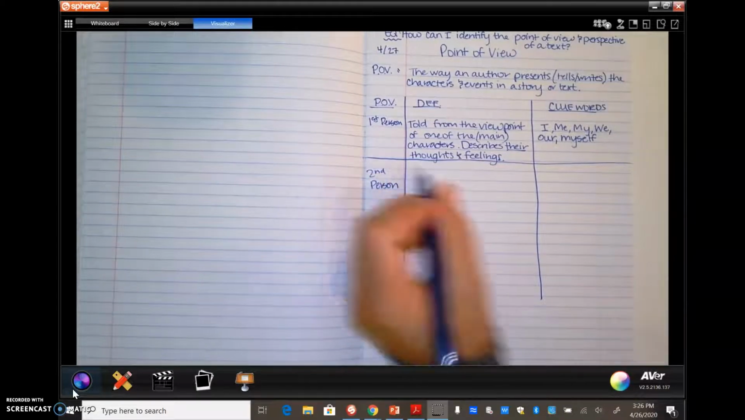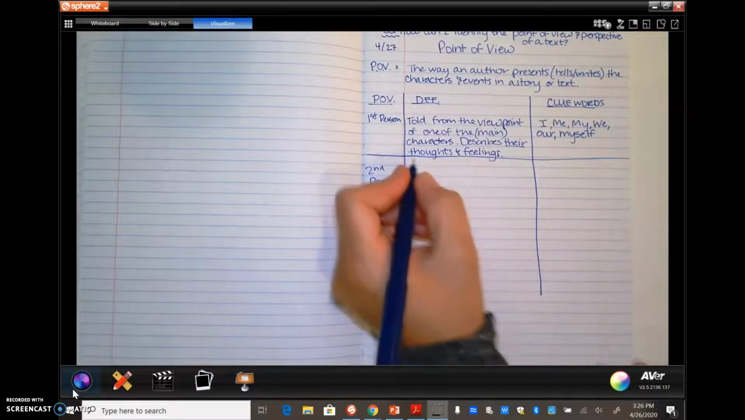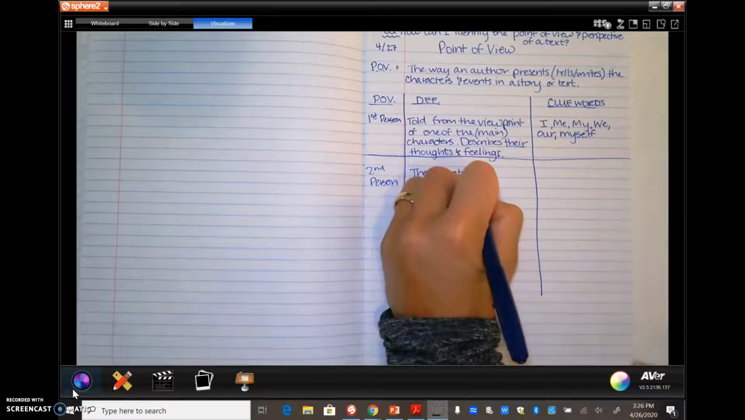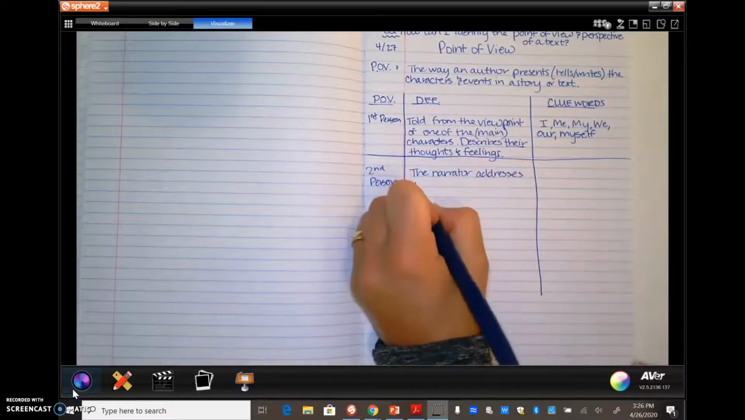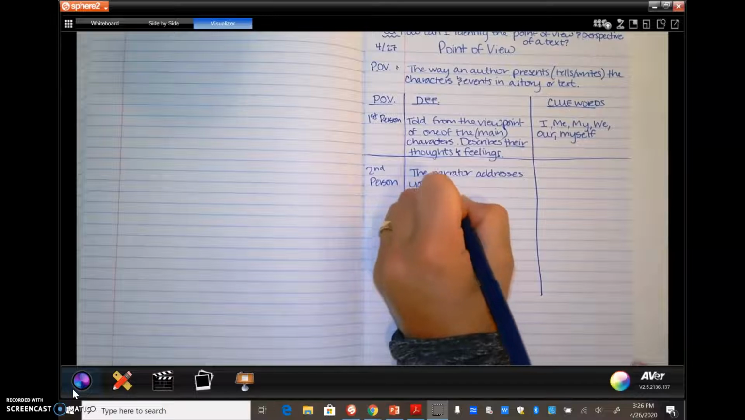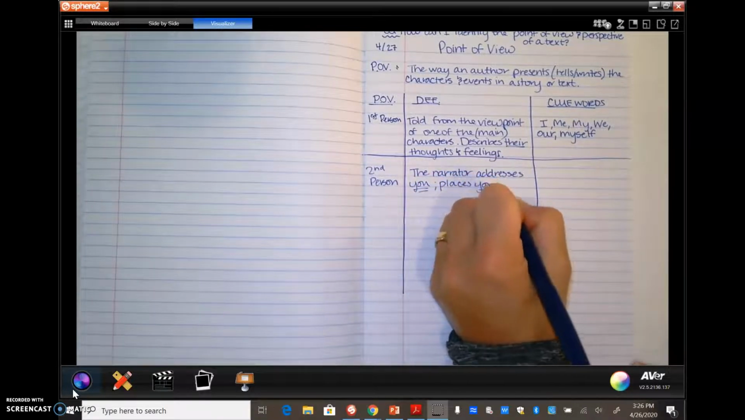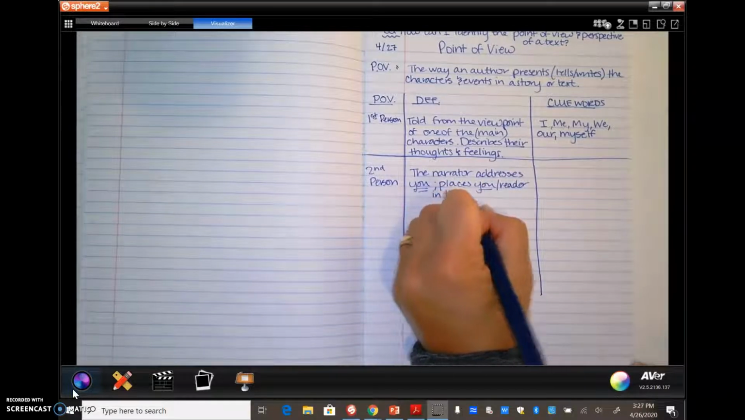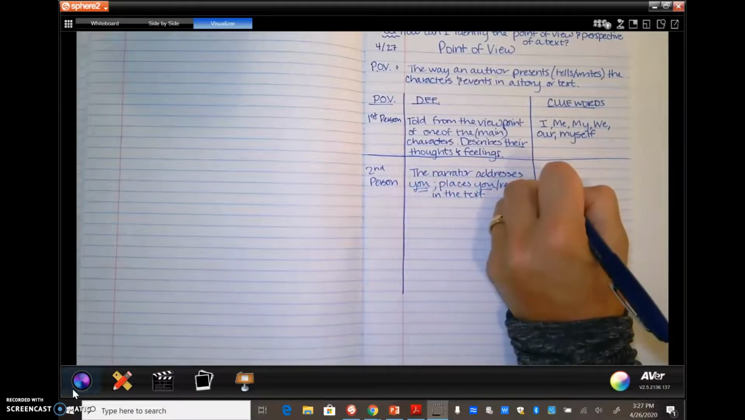Now, second person is one that you don't see as often. It is where the narrator, the person writing the story, the author, addresses you. It puts you in the text. So the narrator addresses you. In other words, it places you, the reader, in the text.